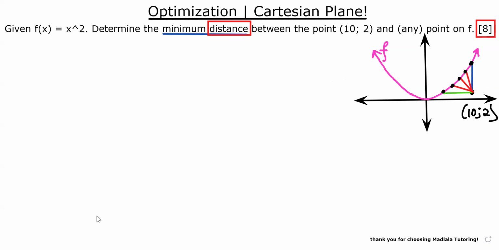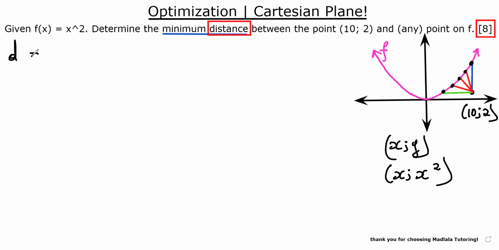Now, one thing we know is that any point that is lying on the function f has the coordinates x and y, any point, okay? But since we understand that f of x is just the y value, it means the coordinates of this point will simply be x and x squared. So this is us. Let's go ahead and find the distance between the 2 points.